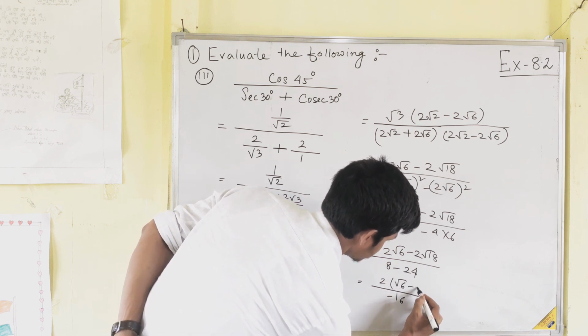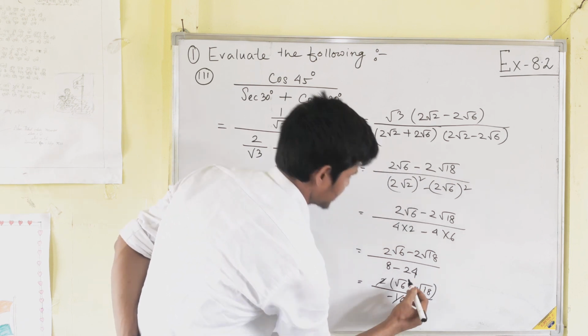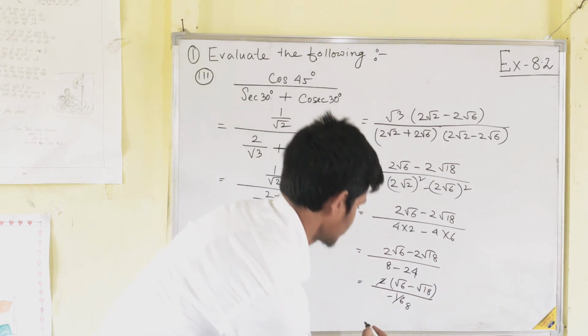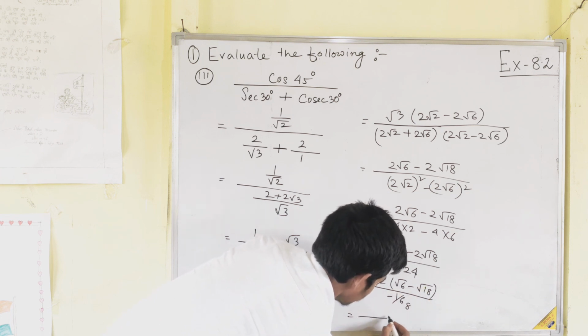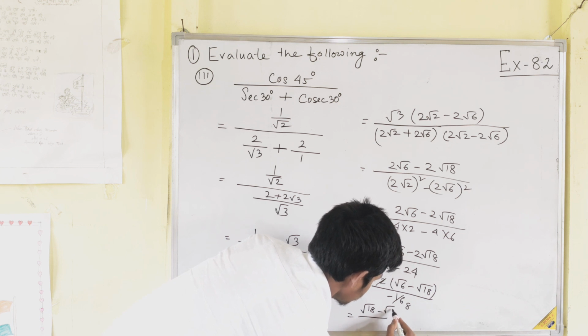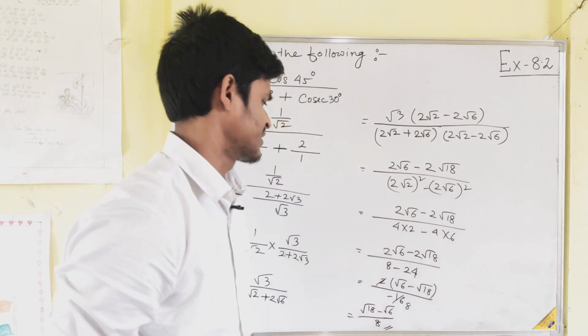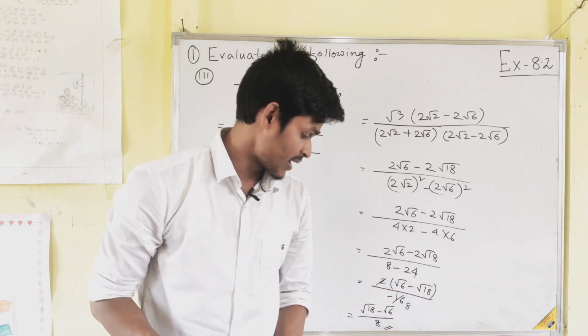So root 6 minus root 18. 2 8s are 16. Now take the minus term in the numerator, then the negative term will become positive, that is 18. Root 18 will be positive and minus root 6 will be negative, and in the numerator you get 8. So this is your answer, root 18 minus root 6 by 8.